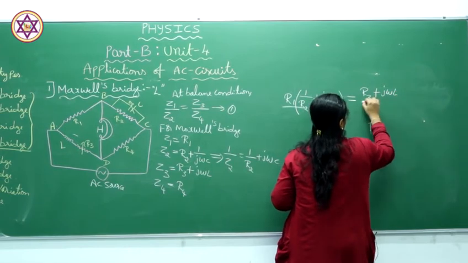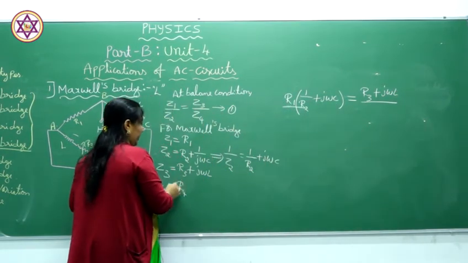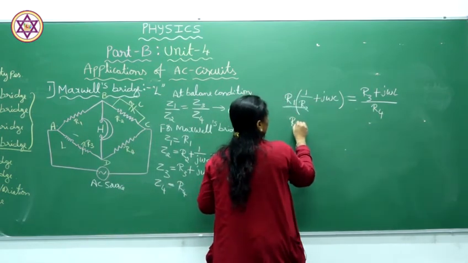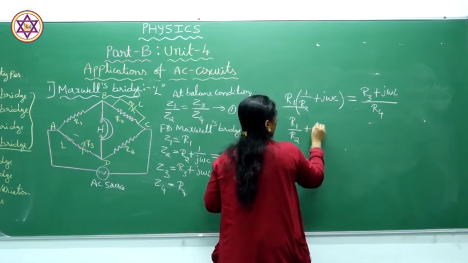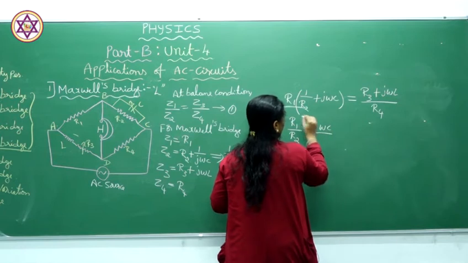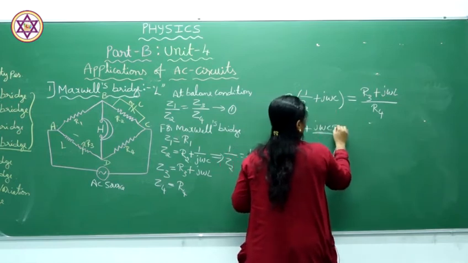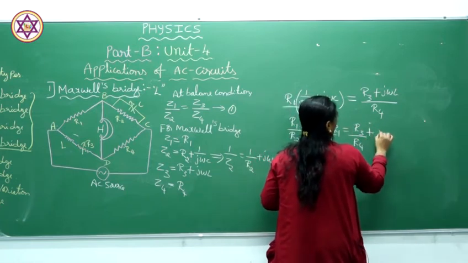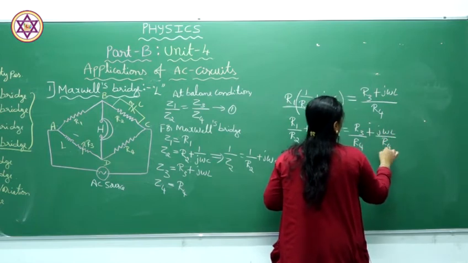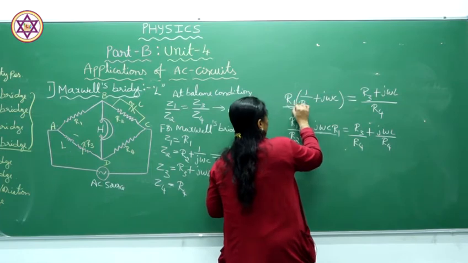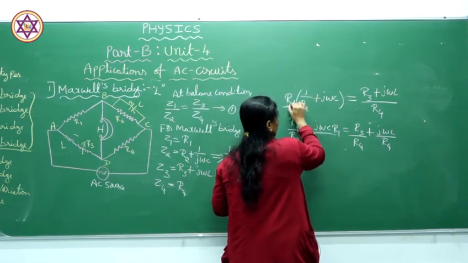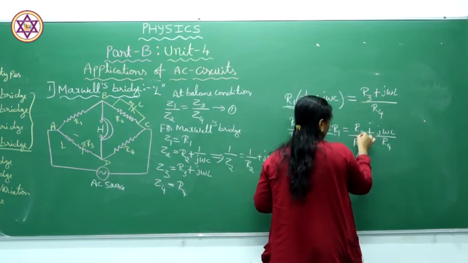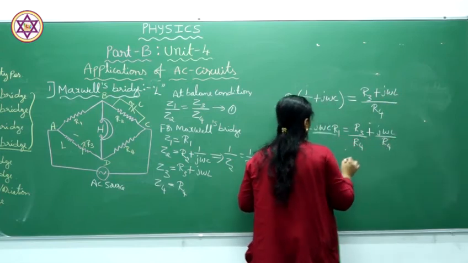R3 plus j omega L. Z3 divided by Z4 is R4. So, R1 by R2 plus j omega C into R1, which is equal to R3 by R4 plus j omega L by R4. Just rearrange the terms, multiplied with R1 by R2 plus R1 into j omega C, R3 by R4, split these terms, R3 by R4 plus j omega L by R4.